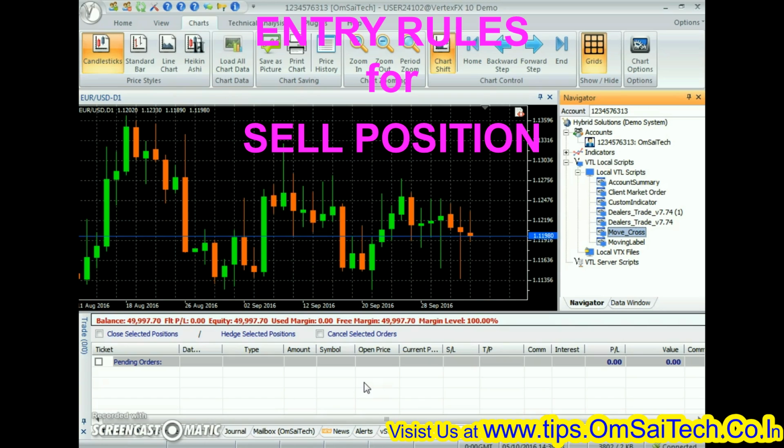Rule number 7: if the low of any of the recent 14 hourly bars is lesser than current ask minus 45 pips, then the weightage is reduced by 50. Rule number 8: finally, if the weightage is greater than 50, then a sell signal is triggered.